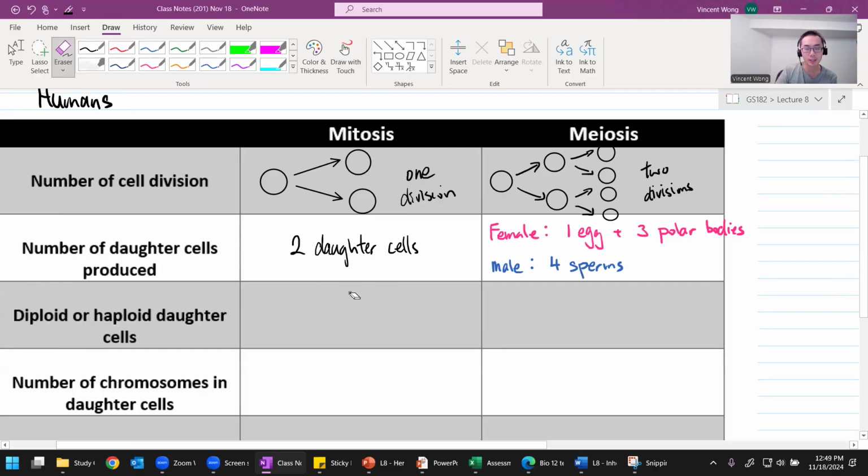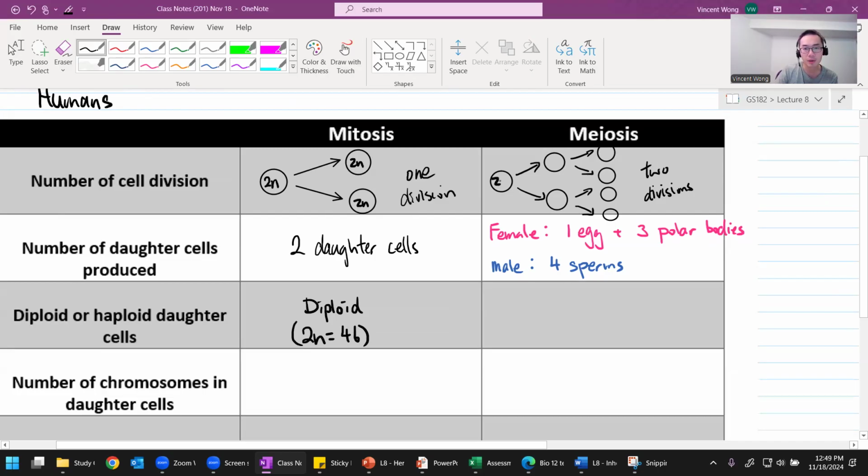The daughter cells that we get for mitosis, are they diploid or are they haploid? Do they have two sets of chromosomes or just one set? That's right. If you have been following along, you start with 2N and afterwards it is still 2N, two sets, diploid. 2N equals 46.